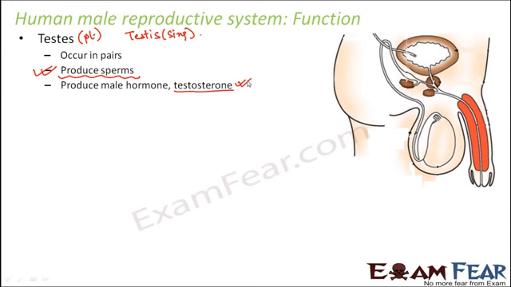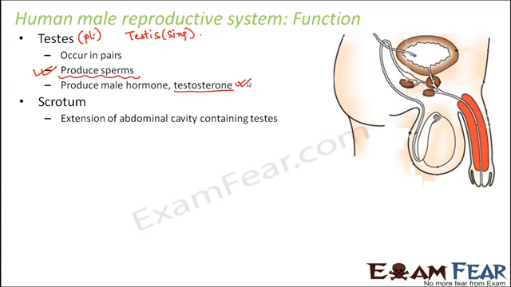So the testis is the most important organ of the male reproductive system, because first of all it produces the male gametes, and it also induces all the secondary sexual characters in males. The next important part is going to be the scrotum. Now, why is the scrotum so important? Because it is the one which holds the testis inside.